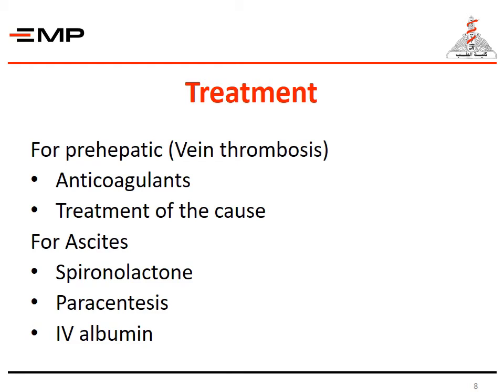Portal vein thrombosis is managed primarily by dealing with its cause, anticoagulants, and awaiting recanalization. Most ascites is controlled by the potassium-sparing diuretic spironolactone. For tense ascites causing respiratory distress, tapping of the ascites is done gradually. Hypoalbuminemia aggravates ascites and needs correction.